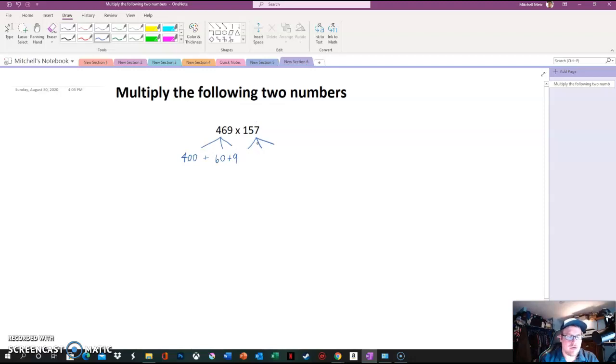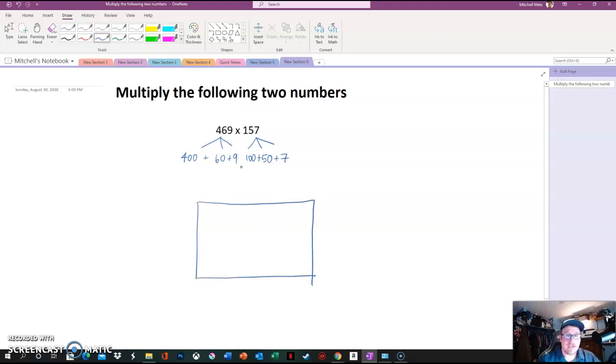Now I'm going to do the same over here. I have my 100th place, so I have 100. I'm going to add my 10th place, which is 50 because I have a 5 right there. And then now I'm going to add my 1st place, which is 7. So again, what I'm going to now do is create a big rectangular box so that I can organize my multiplication based on place value.